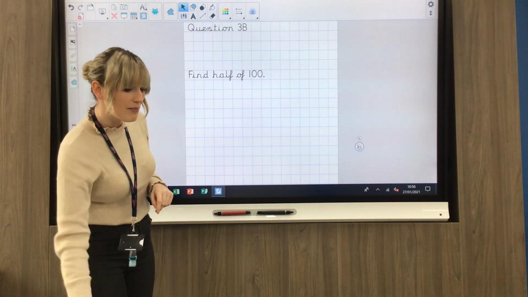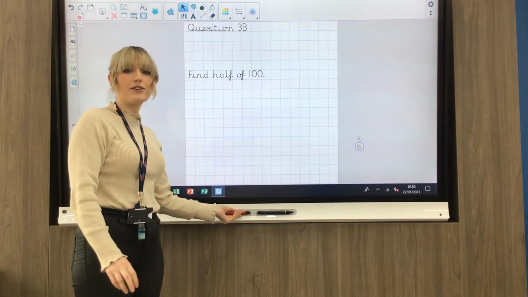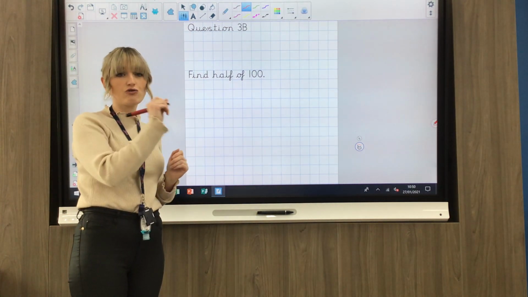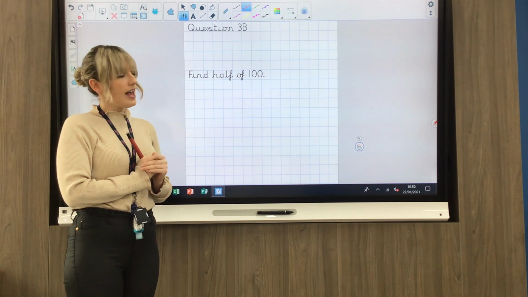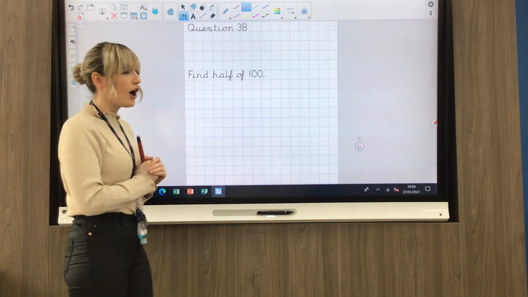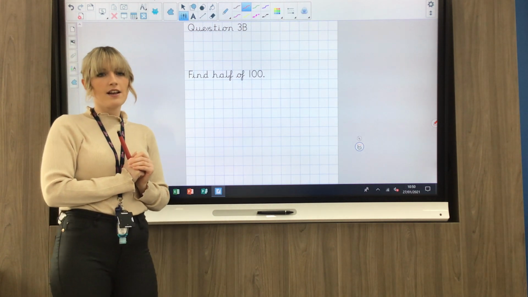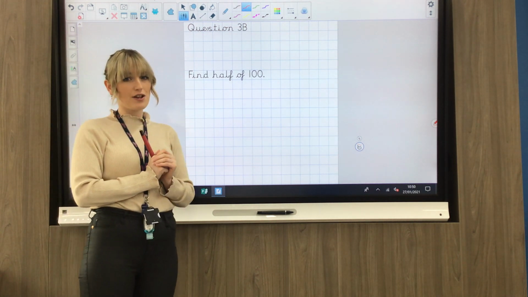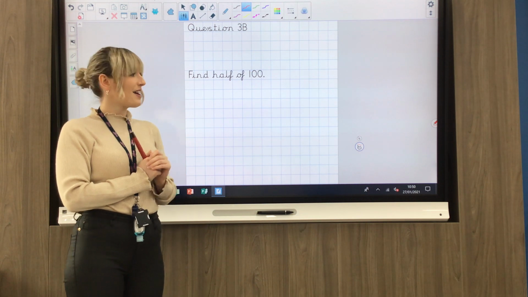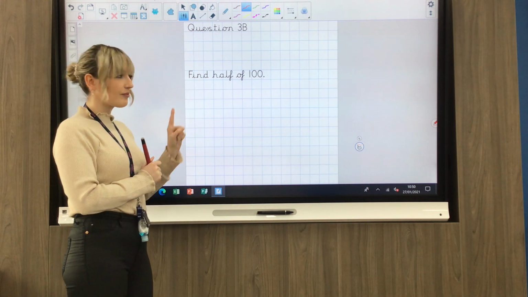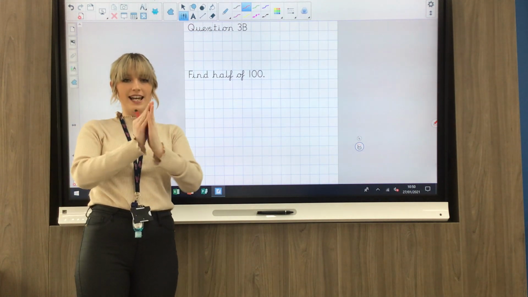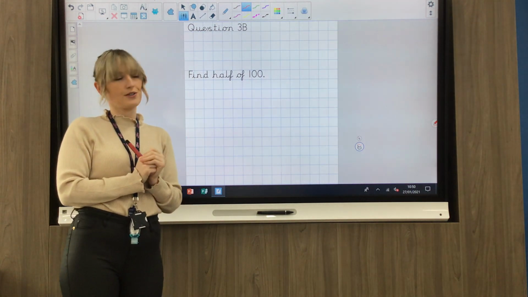Now that's a number fact. Some of us might already know half of 100, and you can just write it in straight away. If you don't know what half of 100 is, you can use one of my tips, and I think I explained this on Thursday or Friday of last week. If we're finding a half of something, we're splitting it into 2 equal parts.